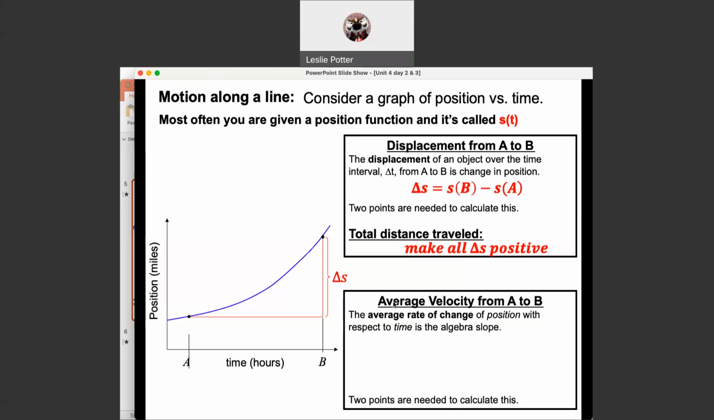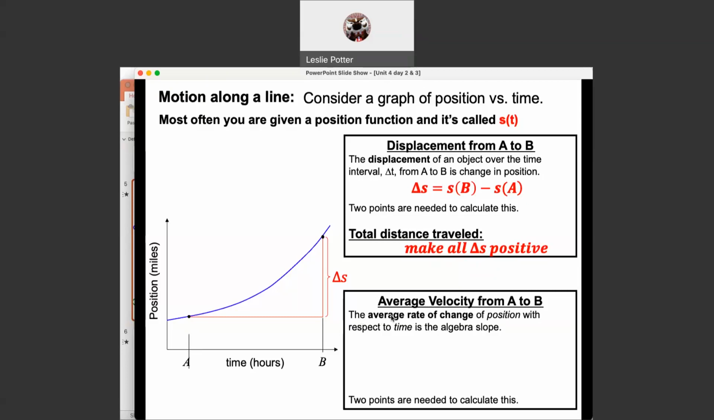Okay, so the next term is average velocity. We see the word average. When you see average velocity, we've talked about this a few times already this year. We know velocity is a rate of change. So when we see the phrase average velocity, we have to think average rate of change. So it's the average rate of change of position with respect to time.